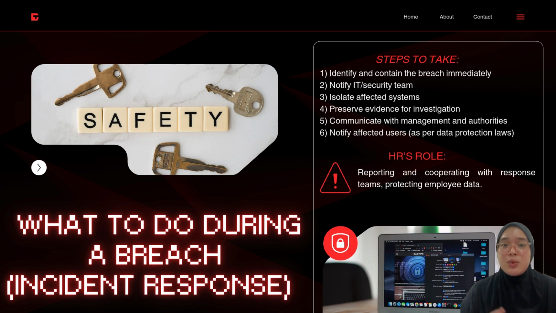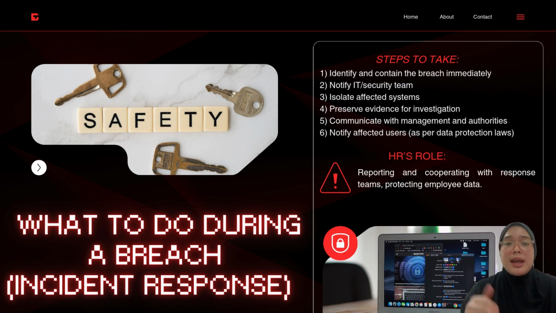Incident response. What we're going to do during a breach, we'll look into it step by step. First, identify and contain the breach immediately. Second, notify the IT or security team and begin an internal investigation. Third, isolate the affected system to prevent further spread. Fourth, preserve logs and evidence for legal and forensic review. Fifth, communicate with top management and legal authorities. And sixth, inform affected individuals as required by law.